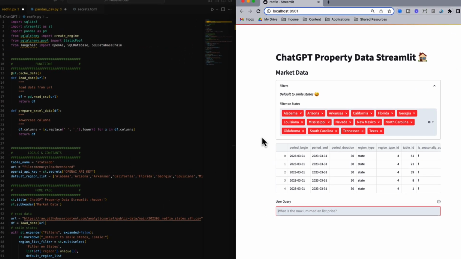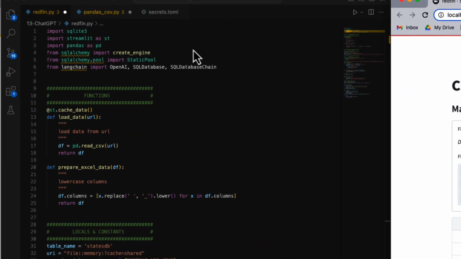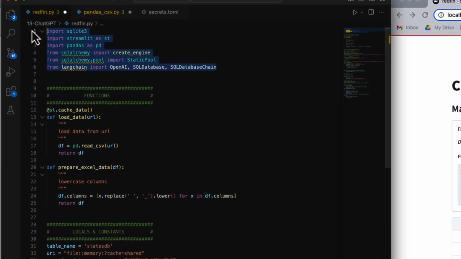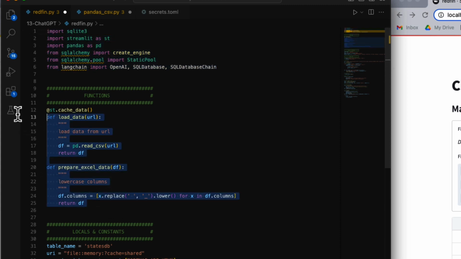Now let's shift into a walkthrough of how this was developed in Python. I have here on the left-hand side VS Code, which is my IDE, and I will walk you through the Google Colab version as well so that you could run this locally. We have imported SQLite for our database, SQLAlchemy to create our engine, and LangChain as well to use OpenAI. We have functions to read in our dataset as well as to prepare it before storing it into the database.